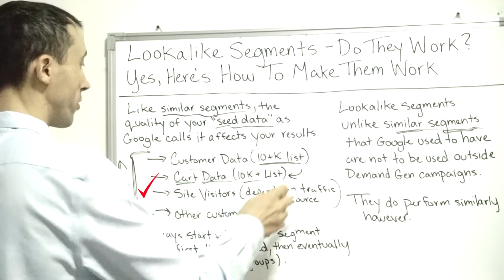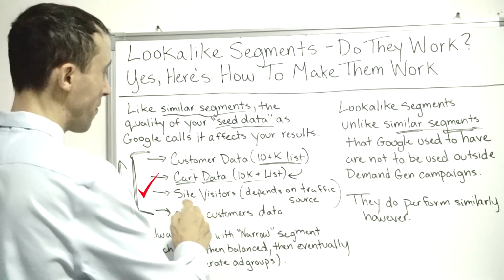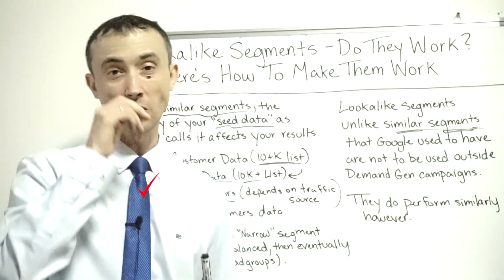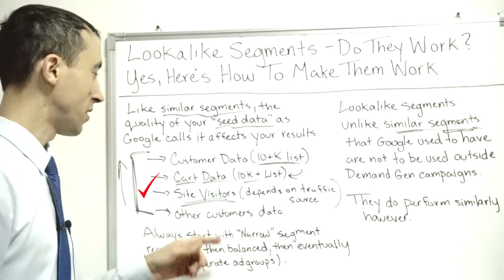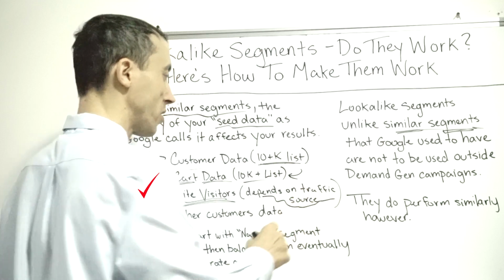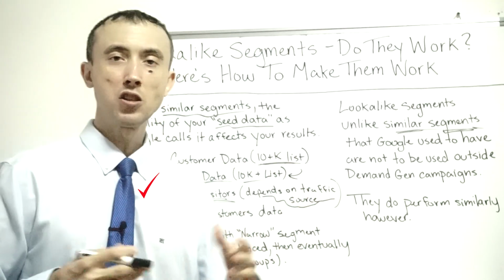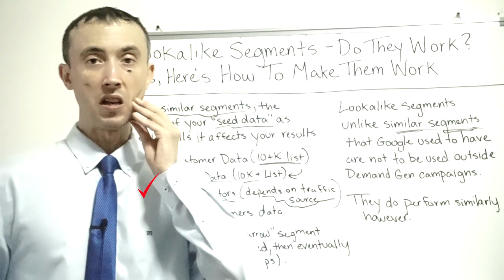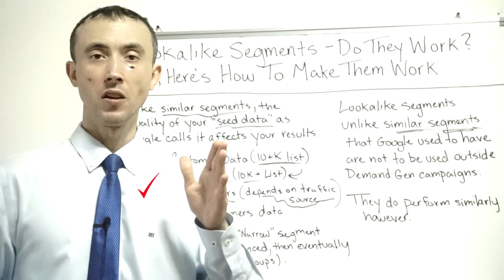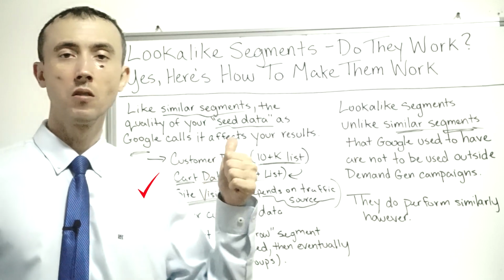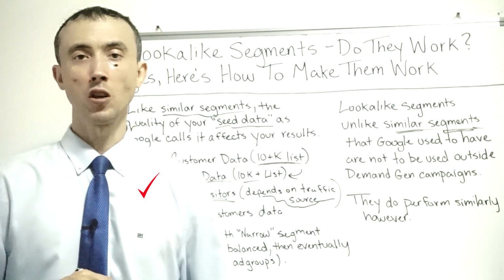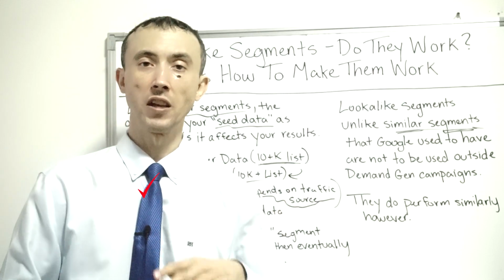Then if you don't have either of those, what I would recommend is doing site visitors. Again, 10,000 or more is better or best. 1,000 really doesn't work that great. When I say site visitors, it depends on the source of the traffic to your site. Now, there are situations like we had a foundation repair company, okay? It did well with just having people that go to the site to build and use as our lookalike segments and seed list for the lookalike segment.